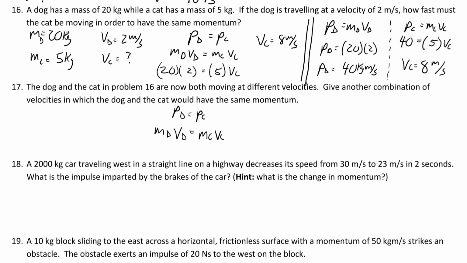And now we plug in the masses of the dog and the cat. So the dog has to have a mass of 20. It doesn't say we're changing the mass of the dog. We're just changing the velocity of the dog. And the cat has to have a mass of 5, but we could change the velocity of the cat.